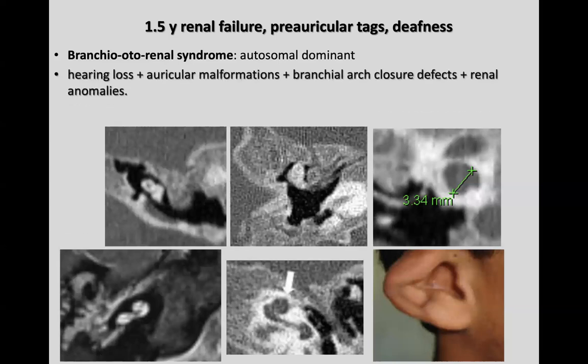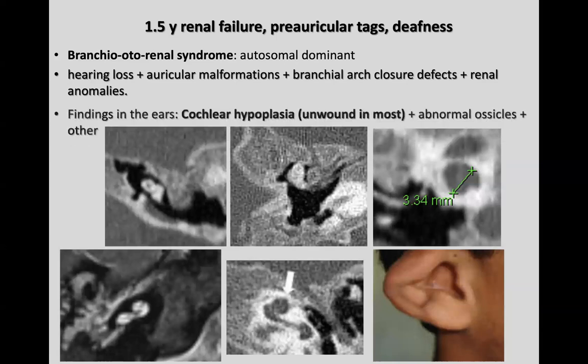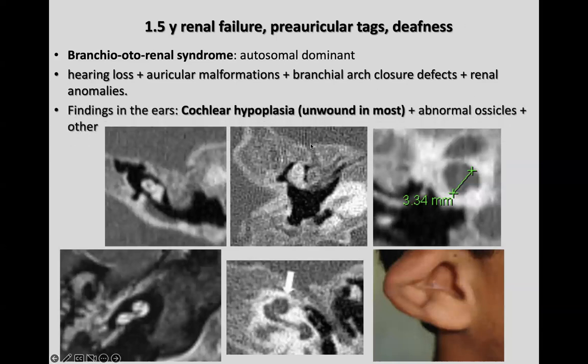autosomal dominant. You have hearing loss, auricular malformation. You need to look for branchial cleft anomalies and renal abnormalities. So cochlear hypoplasia and unwound, but also abnormal ossicles plus other abnormalities, including this pit. So remember, this is another cause of very complex association related to syndromic hearing loss, and you need to look for them.